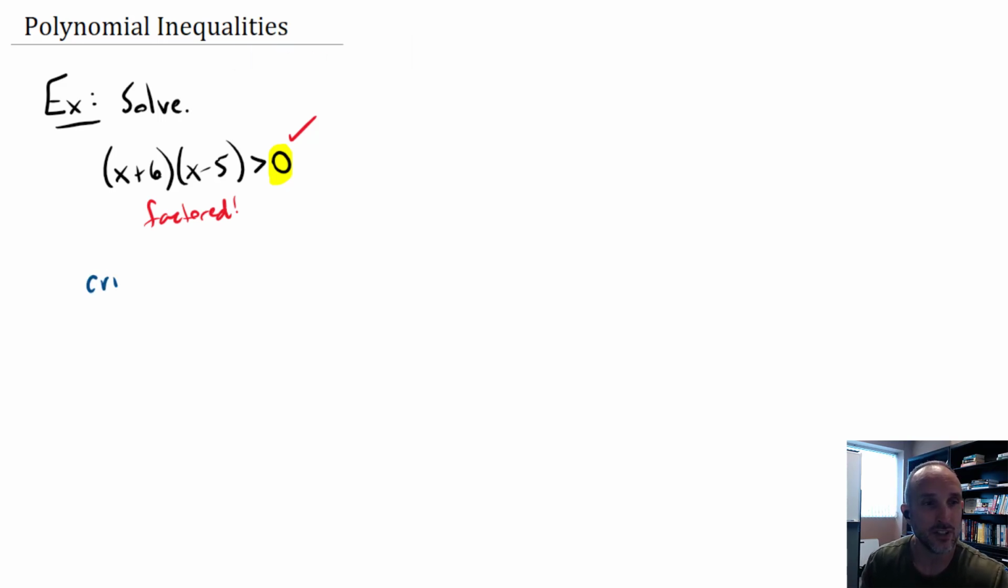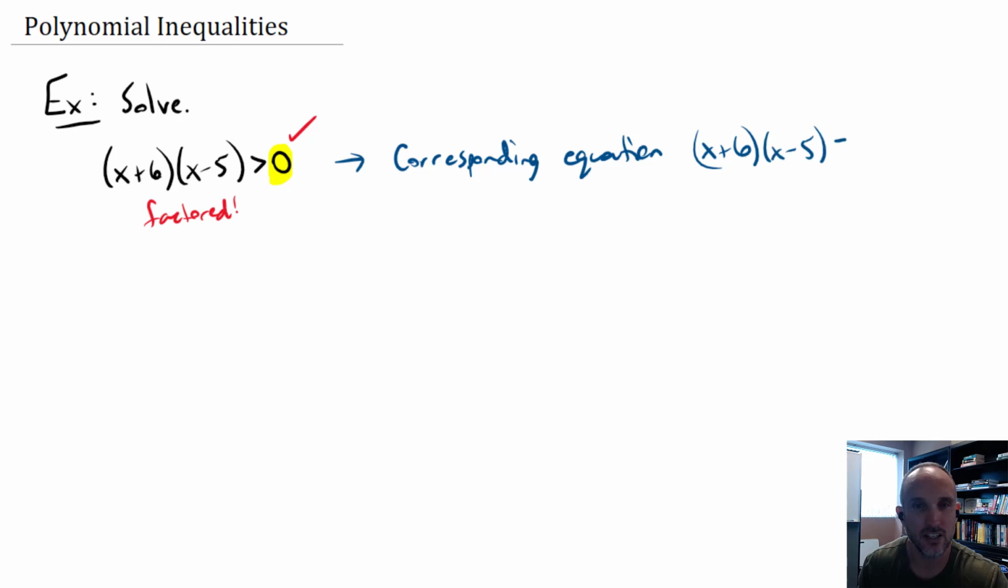So the critical values here, well, let's do this first. If I look at the corresponding equation, meaning, what if this greater than was an equals, then it would be x plus 6 times x minus 5 equals 0. And we don't want the x values that make this equal to 0. We want the x values that make it greater than 0. However, the solutions here are really important to us because they're the critical values of this inequality.